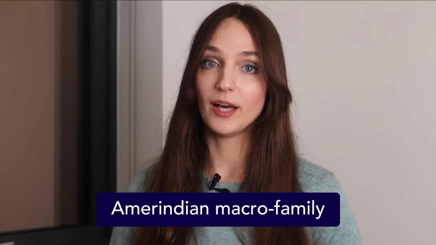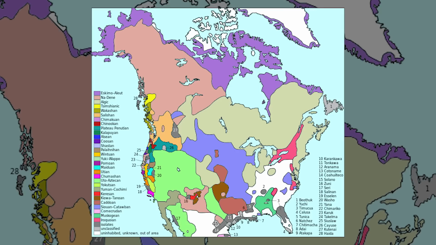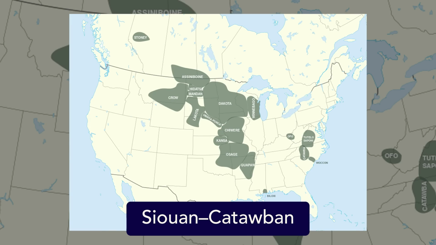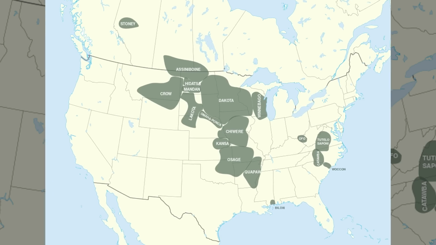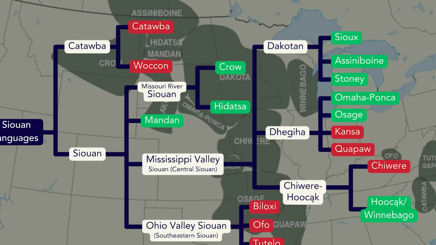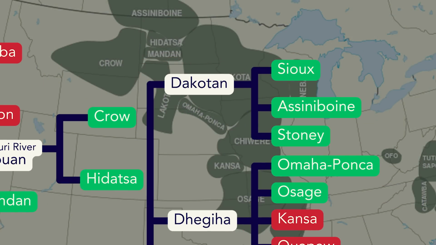So all of the languages that are not Na-Dene or Inuit are grouped into the Amerindian macrofamily. Another approach is the opposite. All of these small language families have absolutely no relation. The truth is somewhere in between, but we just don't know exactly where. Sioux is included in the Siouan-Catawban language family. Most of the languages of this family are severely endangered or extinct, with Sioux currently being the largest living language.